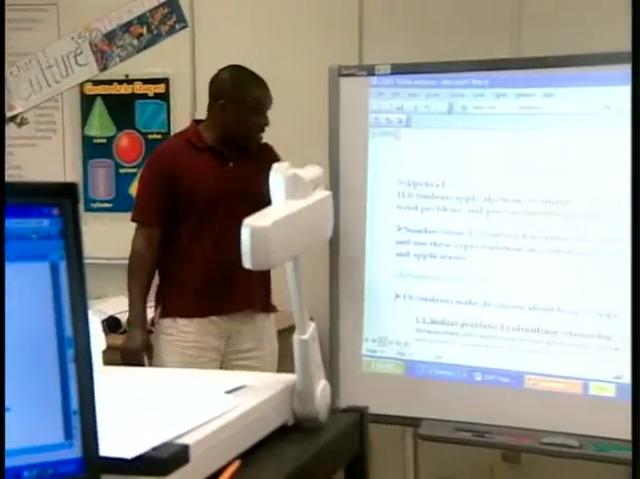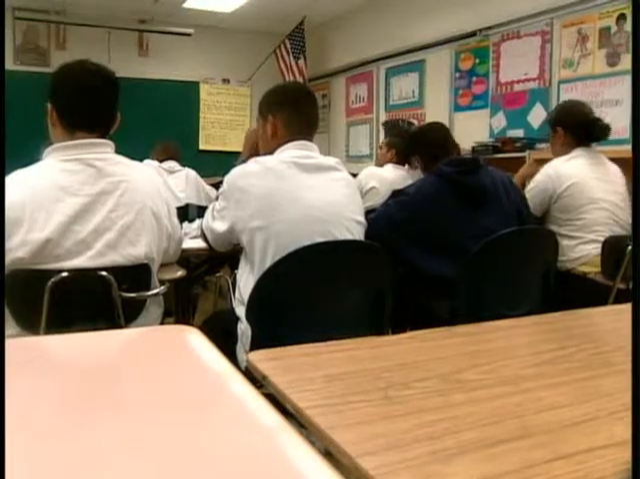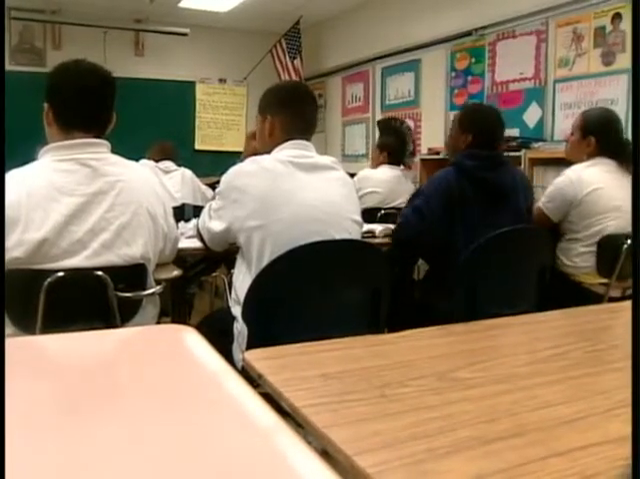Let's refresh on the standards that we are working on. Yes, Julio? Algebra 1, 15.0. Students apply algebraic techniques to solve rate problems, word problems, and percent mixture problems. Very good. Number sense 1.3. Convert fractions to decimals and percent and use these representations in estimations, computations, and applications.